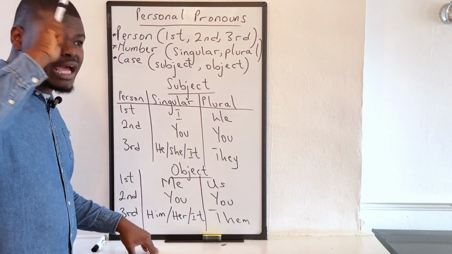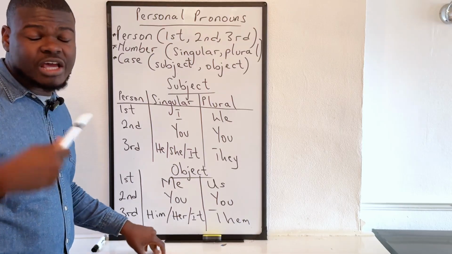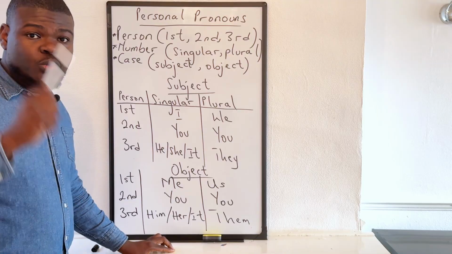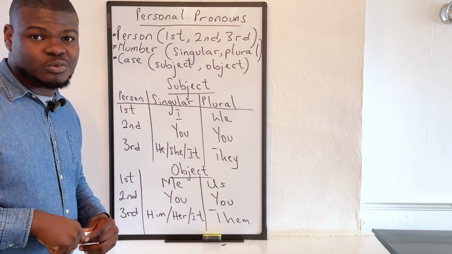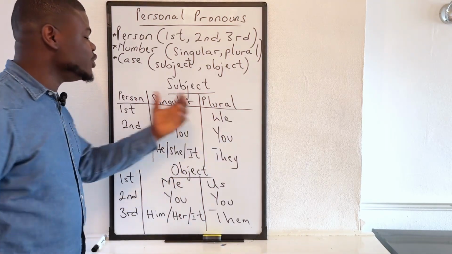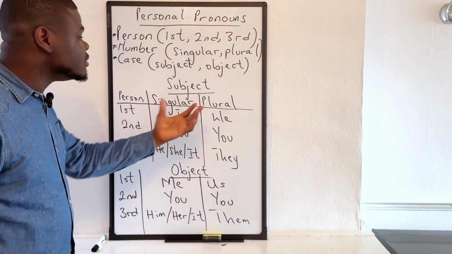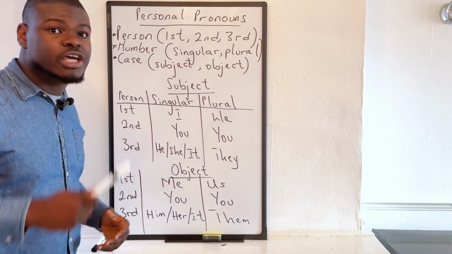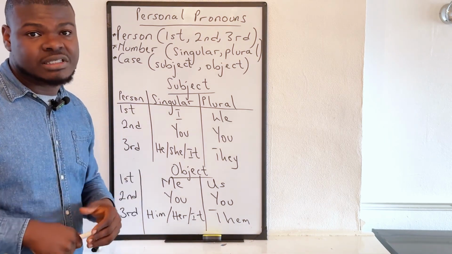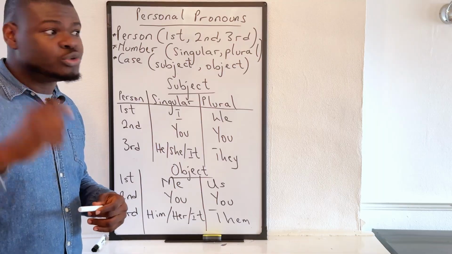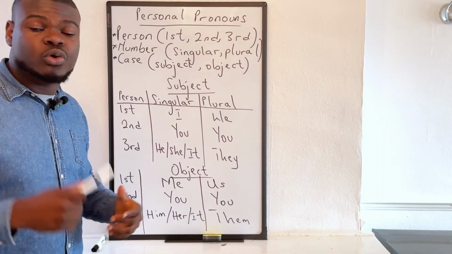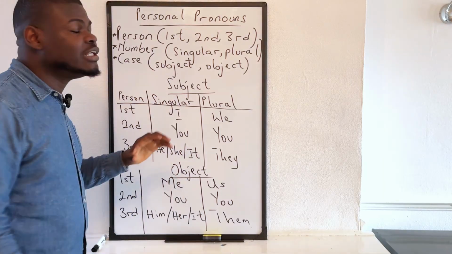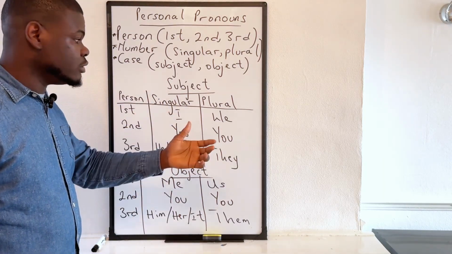Second person, you. You that I am talking to. You are my student. You are watching this video. You will watch this video till the end, won't you? And then if it is plural, it is still you. So if two, three of you are currently watching this video, I would say you all are the best. Even though it's two, three, four of you at the same time, you all are the best. You, my subscribers, are the best. So you does not change, be it singular or plural.